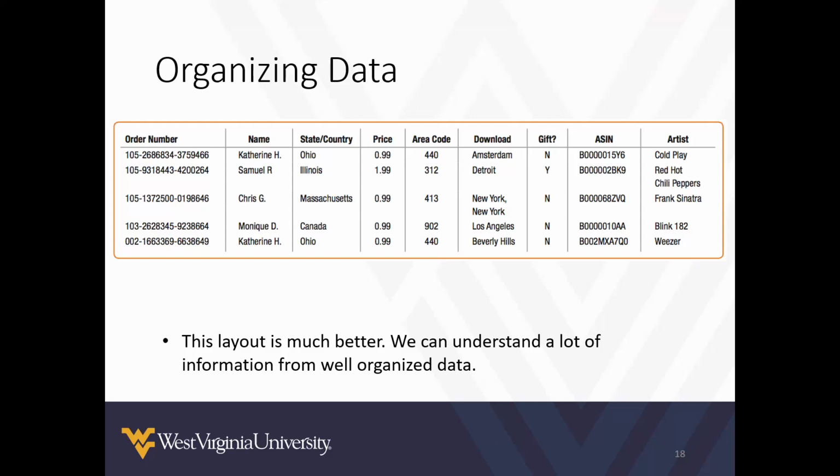But organized in a way that's understandable, we can see exactly what we're looking at. We have order numbers, names of the purchasers, state and country of purchase, the price, area code, where the item was downloaded, gift, ASIN, and artist. So even though I don't have a title, I'm looking at this and saying, oh, they must have been downloading music.